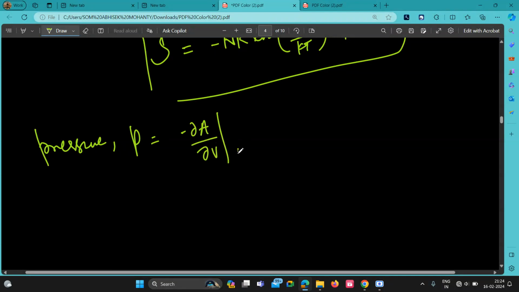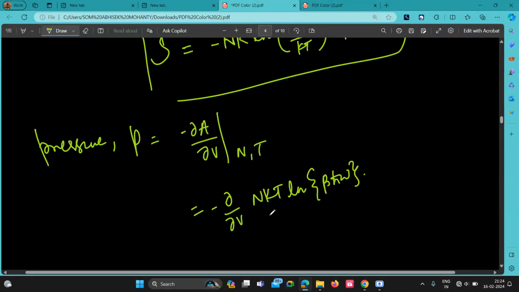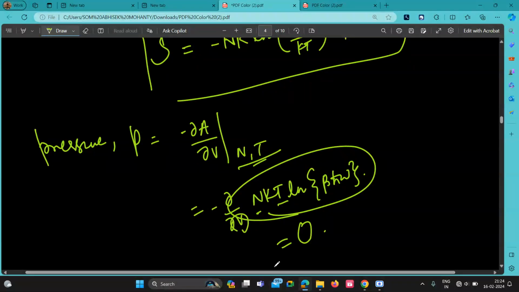Now pressure, minus del A by del V at N, T. A is what again? NkT ln (beta h cut omega). See, N and T are constant, and there is no term containing V. So this is zero.